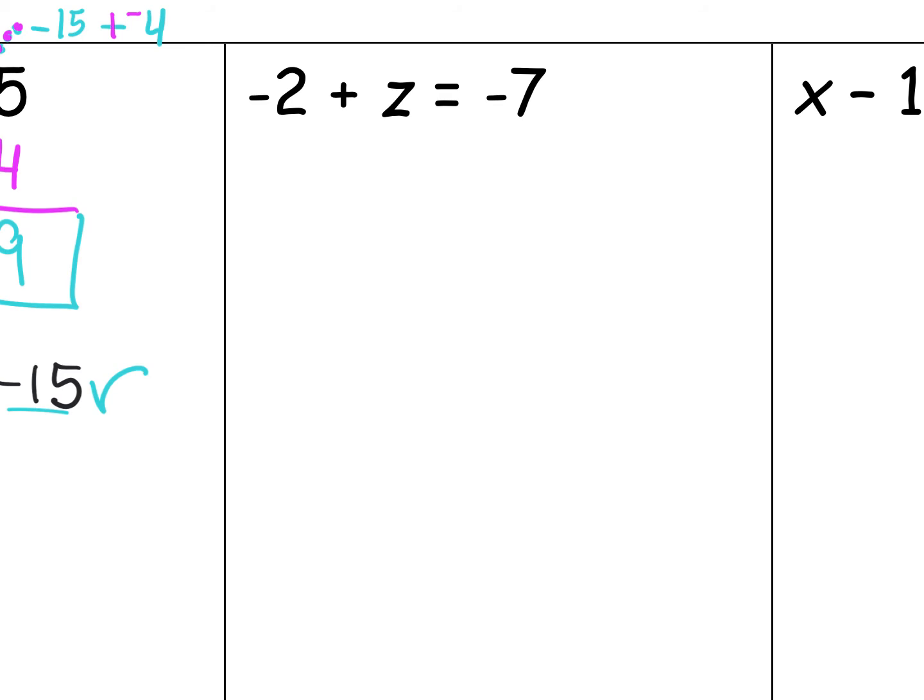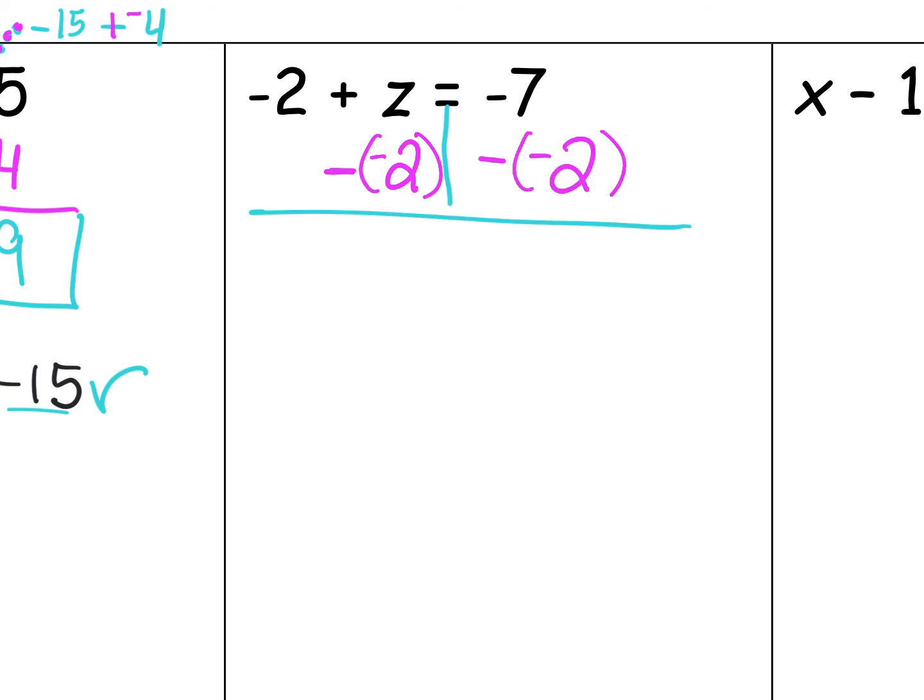-2 plus z is -7. So again, we want to keep our equation balanced, so we're going to draw that balance. Now here, our operation is adding. So we want to subtract that integer. This can get a little fuzzy for some kids. We're subtracting the number that was being added, which was a -2. So we're going to subtract -2 from both sides. You can use parentheses if you want, so it doesn't look like that minus.